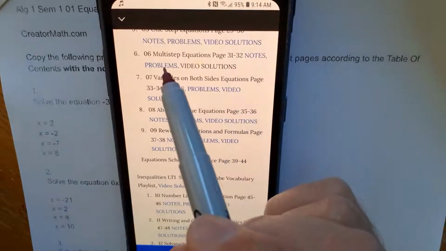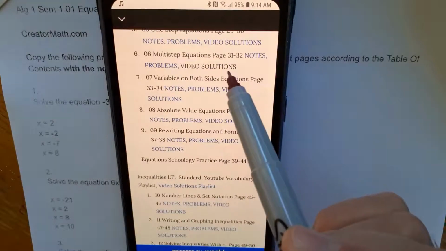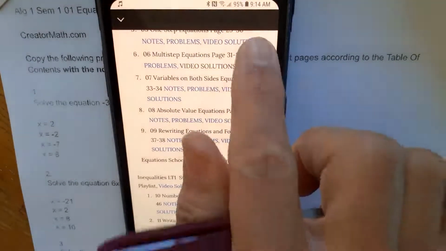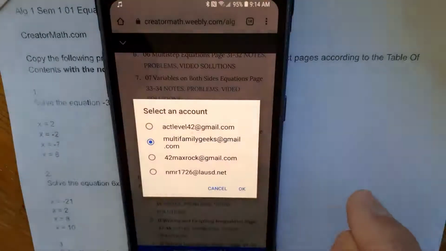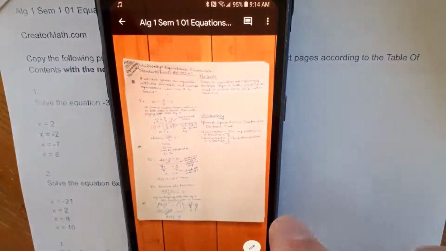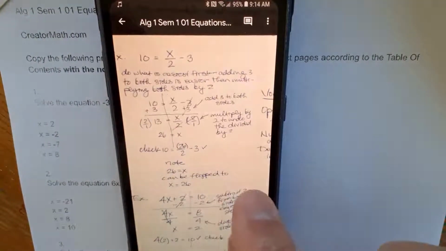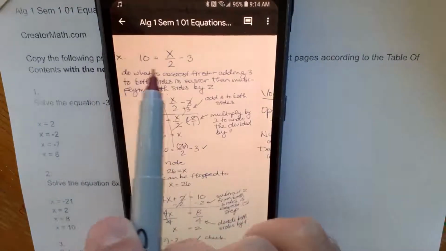Here are the notes. Here is the problem set we're going to go over now, and the video solutions will be tagged under this video solutions right here when it's done. Here's what the notes look like. Sometimes I have to open this twice to get it to open. Okay, there you go. You're going to copy these notes into the correct pages as we've discussed. Go ahead and start to study.